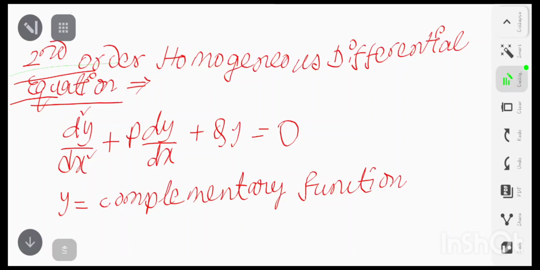Here we will discuss the solution of the second order homogeneous differential equation. So the second order homogeneous differential equation will look like this. Okay, here y is a function of x, and y is known as the solution of the differential equation. We often call it the complementary function.